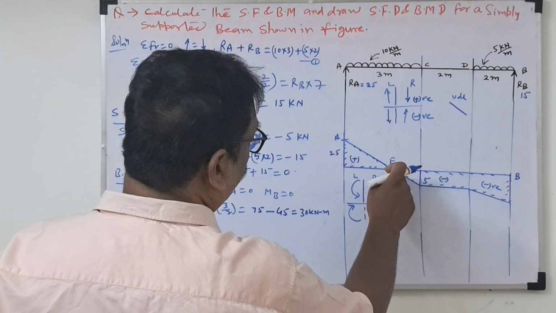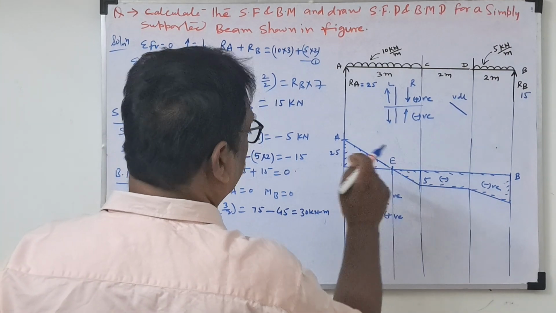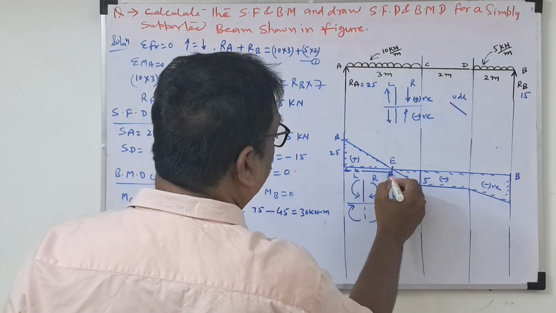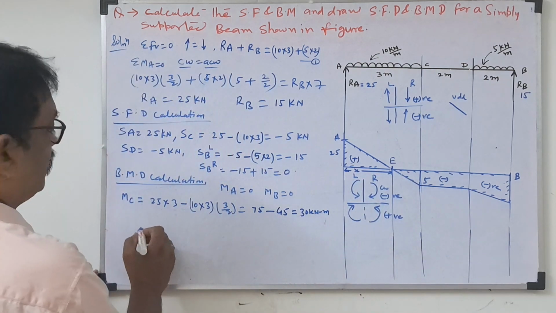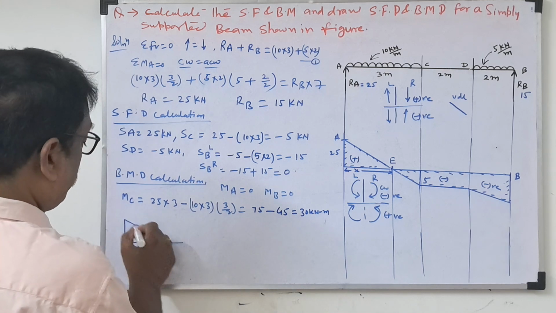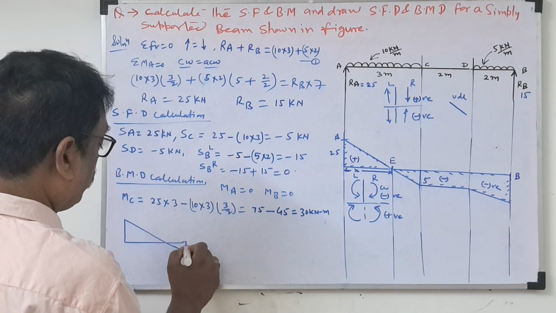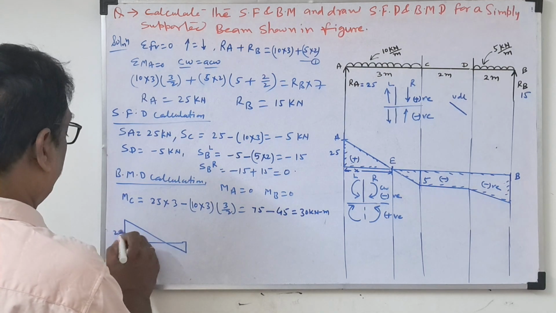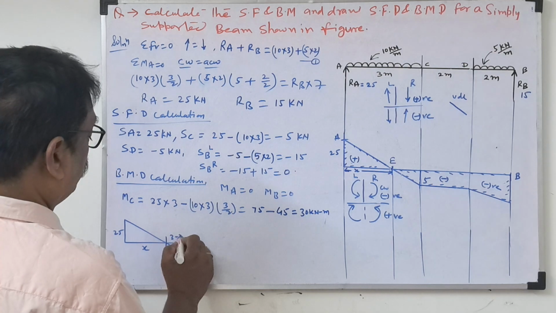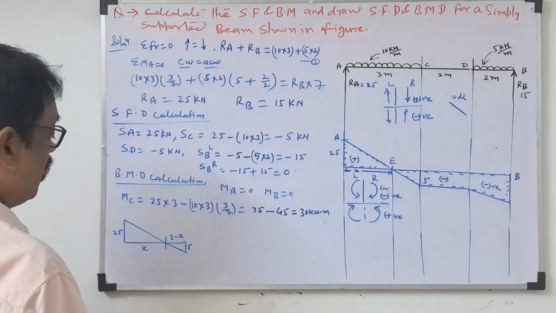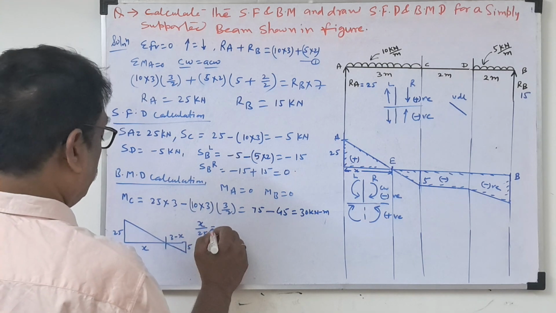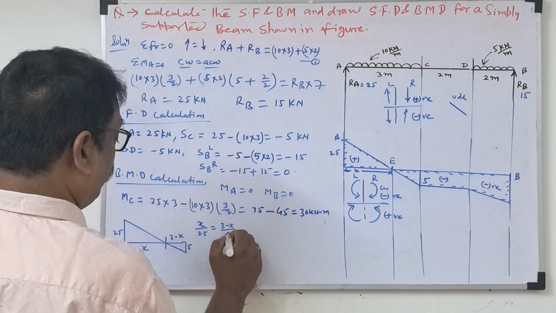Now what we'll do, at this point the maximum value is there. So this distance we need. This distance we assume x. We need that distance x. So we draw this. So this is how much? 25. This distance we assume x. Then total distance is 3. So 3 minus x, this is 5. So how to calculate this distance? So x by 25 is equal to 3 minus x by 5.